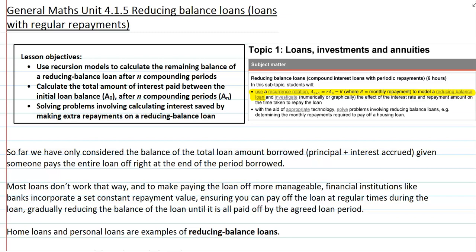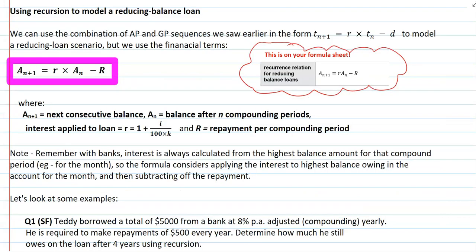Home loans and personal loans are examples of reducing balance loans. The home loans that your parents or family friends may have, and personal loans that people may get from financial institutions are all examples of reducing balance loans. With reducing balance loans, we use a combination of arithmetic and geometric sequences.